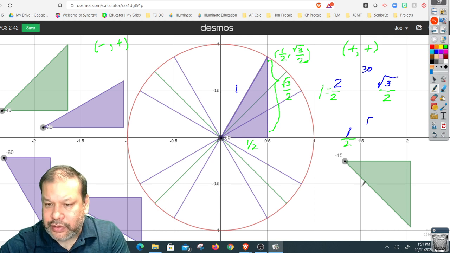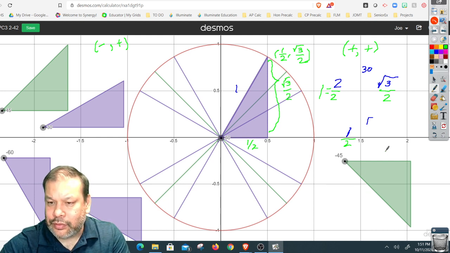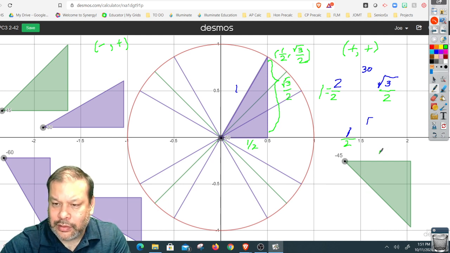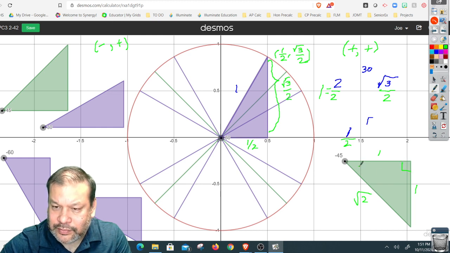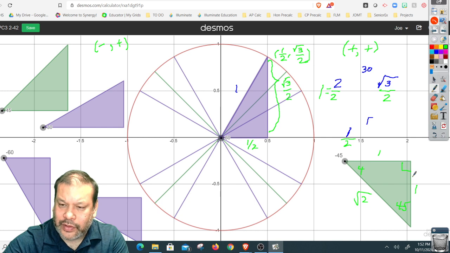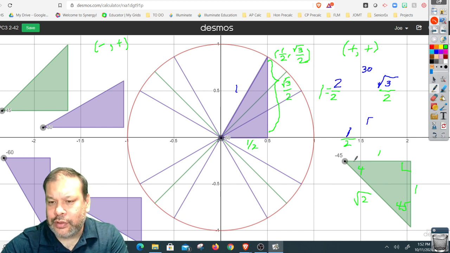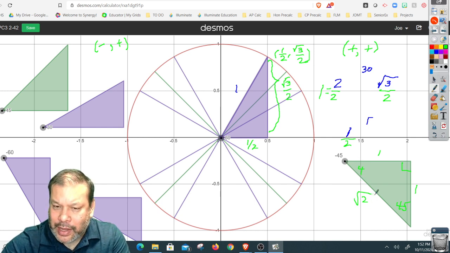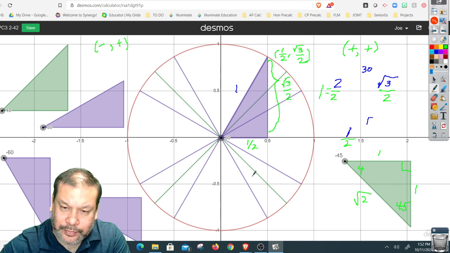Now let's look at a 45/45. We know the ratio of this is, if this is 1, and this is 1, and this is the square root of 2. And we know this because if it's a right triangle, and this is a 45/45, these sides are equal, and by the Pythagorean theorem, the sum of these two squares gives the square root of 2. But remember, this hypotenuse is 1, so this length here is 1.